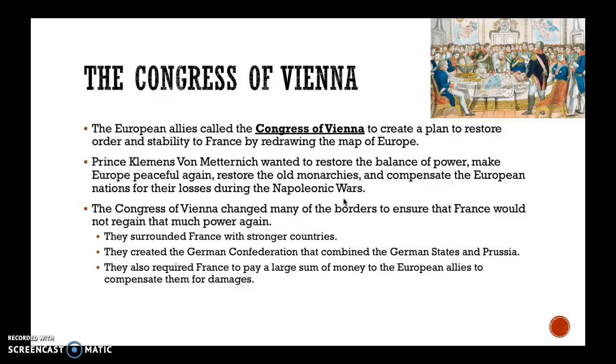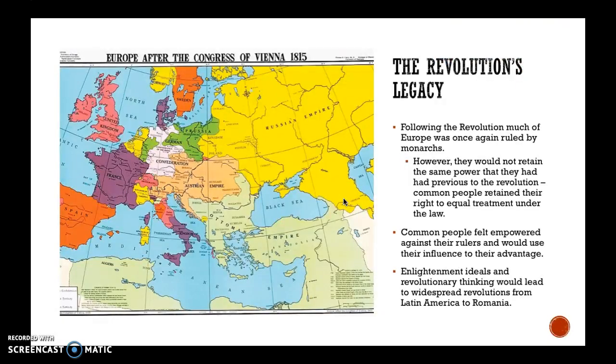They also required France to pay a lot of money to the European allies to compensate them for the damages during the Napoleonic Wars. So, overall, following the revolution, much of Europe was ruled by a bunch of the monarchies, but the monarchs didn't retain the same power that they had prior to the revolution. The common people now had a right to equal treatment under the law and a lot more equality than they had enjoyed previous to the French Revolution.